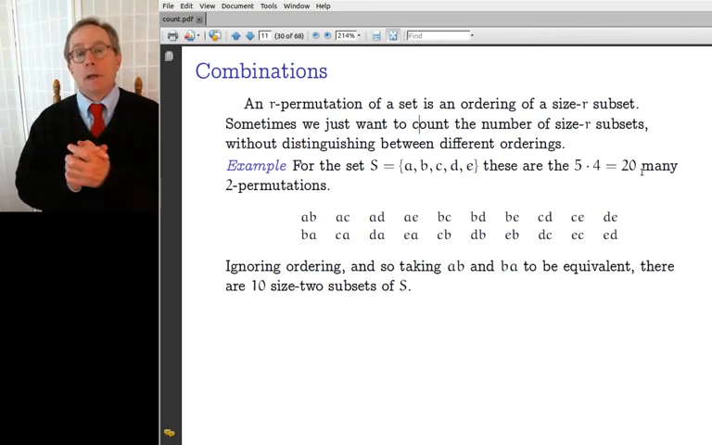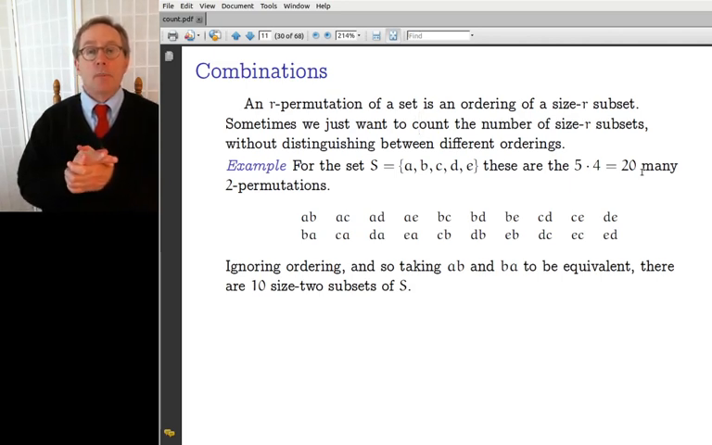Okay, well, I want to talk about combinations next. A permutation of a set is an ordering of a size R subset. Sometimes we don't care about the ordering of the size R subset. We only want to count the number of size R subsets. We don't care about the different orderings.